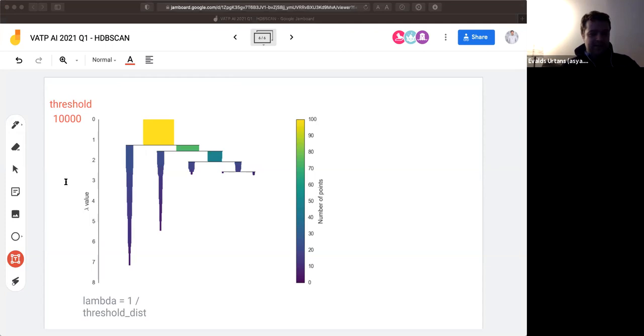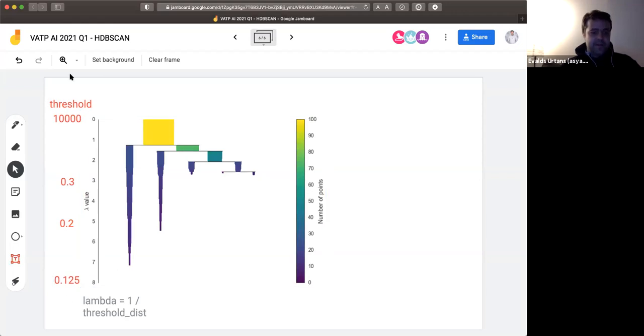Then if we go down, at 3 there is 0.3, probably something like that. Then there is 0.2 at 5, I think, and then the threshold becomes even smaller, and at 8 it's 0.125, I guess. If the scale were like this, it's immediately a little bit more understandable.